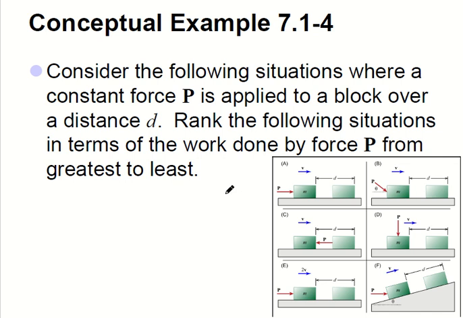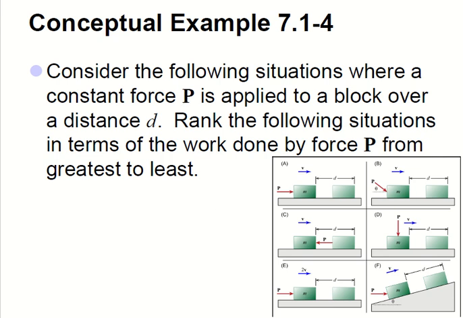Okay, so we're gonna get into 7.1-4. So here we have a constant force P, and you're gonna apply that force to a block, and it's gonna go a distance d. We have to rank six situations, 1 through 6, in terms of work done by that force P, from the greatest to the least.